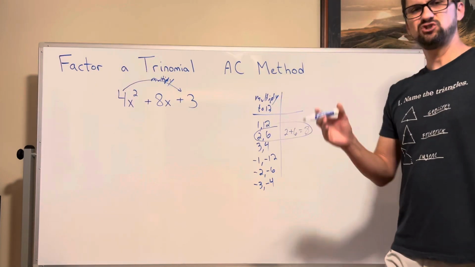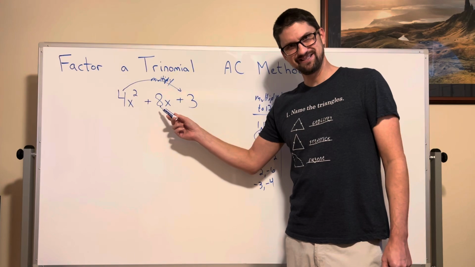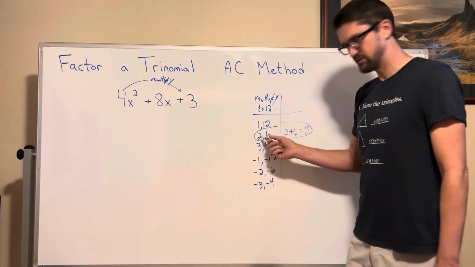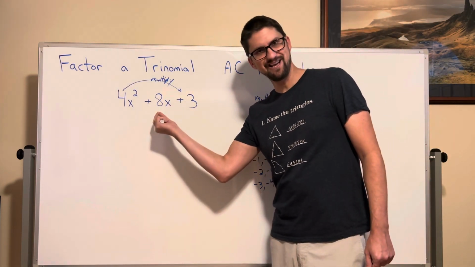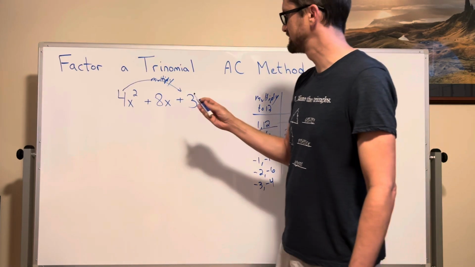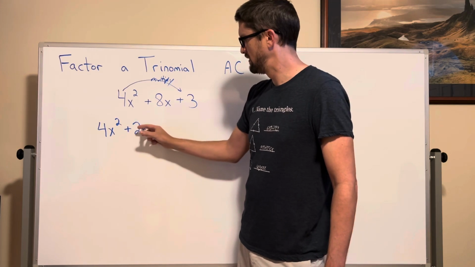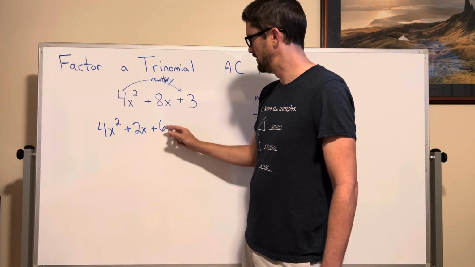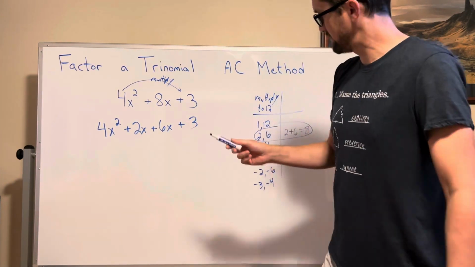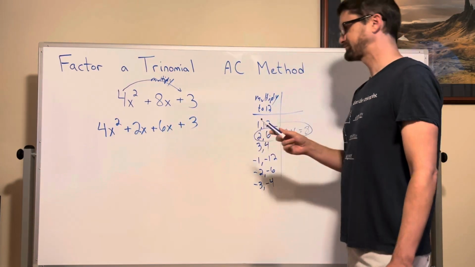Now we're going to take this 2 and 6 and split this middle term into two terms. Our two numbers here were 2 and 6, so I'm going to split this 8x into 2x plus 6x. I'm going to keep the 4x squared here. And there you go. You split it up. It doesn't matter if the 6 is first or the 2 is first. You'll get the same answer in the end either way.